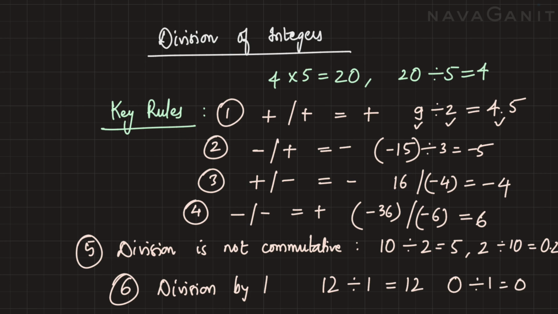Now, what happens if we divide 1 by 0? The result in this case is not 0. Whenever we divide any integer by 0, the result is not defined. This you should always remember. Whenever we divide any integer by 0, the result is undefined.